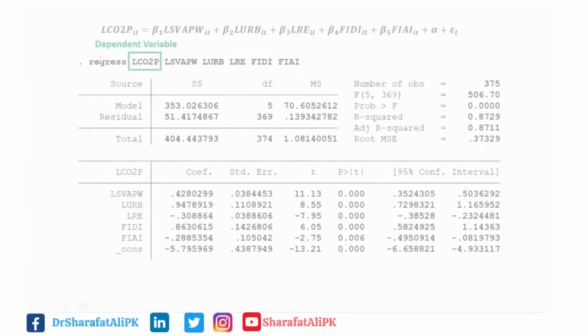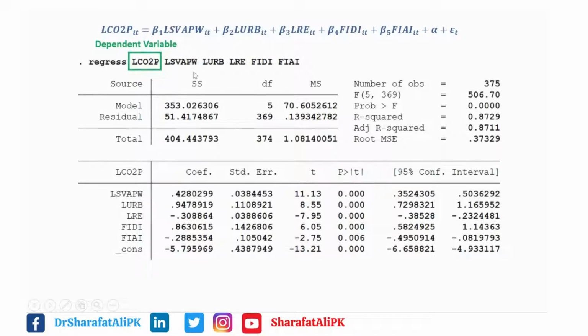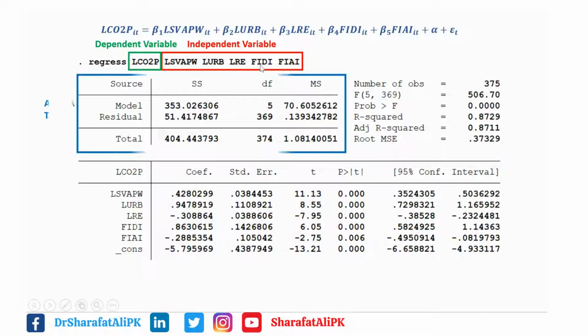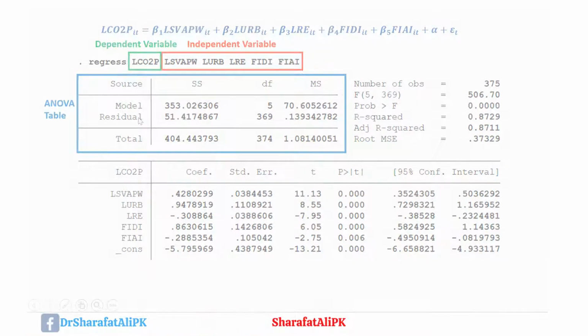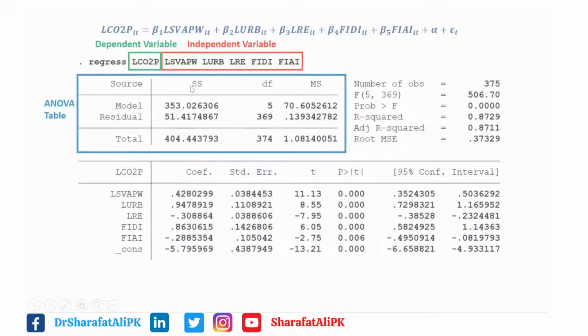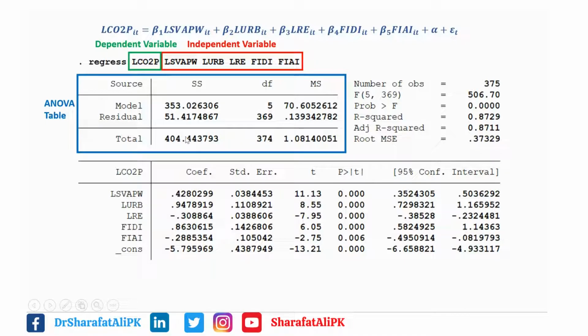In the first line of the regression results, here is the command line which shows that the LCO2 is a dependent variable, whereas these variables are independent variables. Here are the results of ANOVA. In this ANOVA table, SS is the total estimated sum of squares, this is residual sum of squares, and this is total sum of squares, whereas this column contains the degrees of freedom, and these MS means mean square.